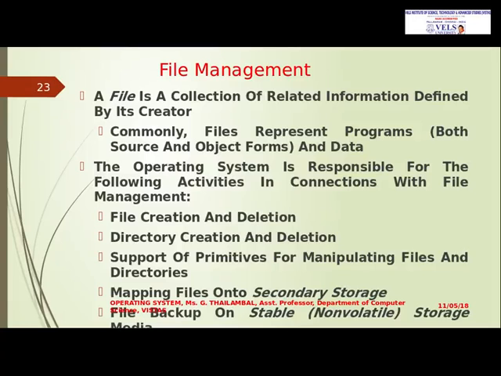And mapping the files onto the secondary storage device. Suppose the main memory is not available to store the file, if it is full, or the file is not needed often, then we store it in the secondary storage device. So with the mapping of secondary storage device to the memory, whenever the file is needed, it needs to be swapped in from the secondary storage device to memory, and whenever it is not needed, it needs to be swapped out to the secondary storage device. So everything is taken care of by the operating system.